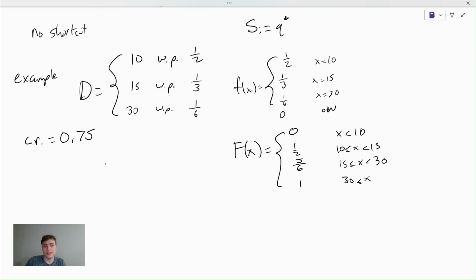So 5/6, is that greater than or less than 0.75? It's greater than. So f of 10 equals 1/2, and then f of 15 equals 5/6, which is greater than 0.75. So that's the Q star that we want.